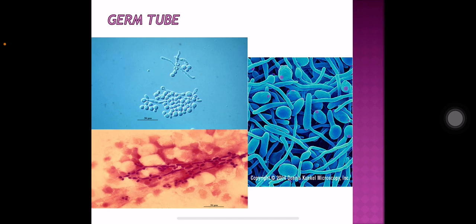Here you can see in the photograph a tube-like structure arising from the yeast cell. This tube-like structure arising from the yeast cell is known as a germ tube. The first photograph is of a lactophenol cotton blue (LCB) mount preparation. The second photograph is a gram stain, and the third photograph is from an electron microscope. All these photographs show a tube-like structure arising from the yeast cell, which is known as germ tube. It is a property of Candida albicans.